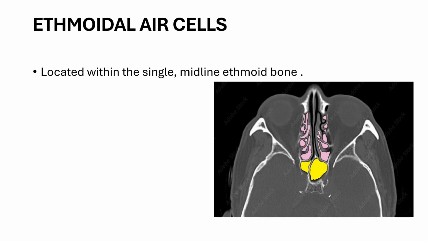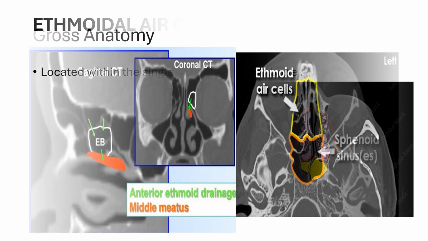Now the second sinus is the ethmoid air cells or ethmoid sinus. It also develops within intrauterine life, is present since birth, and is located within the midline ethmoid bone. So it is a midline sinus. As we can see, it is denoted by this pink. These are the ethmoid air cells, and they lie between the orbit and nasal cavity. Inferiorly there is the nasal cavity, and on either side there is the orbit.